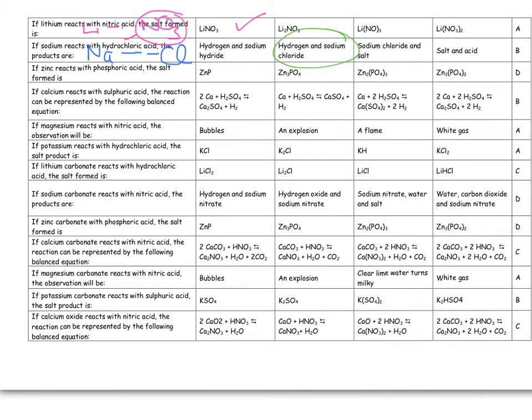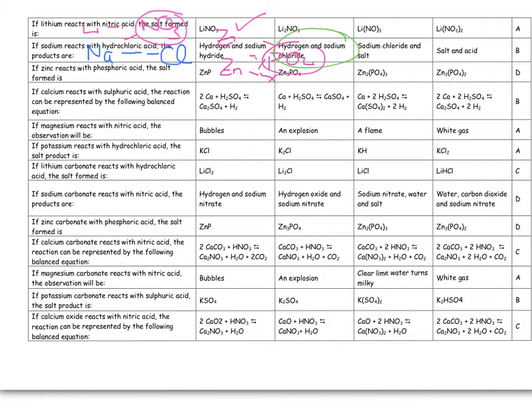If zinc reacts with phosphoric acid, we're going to get zinc phosphate. The zinc will grab the phosphate ion and hydrogen. So what will that salt be called? It'll be zinc phosphate, but we need to work out what does it look like as a picture. So I'm going to put zinc with a valency of 2 because it always has a valency of 2. Phosphate is PO4 with a valency of 3. 1, 2, 3. Hold hands.